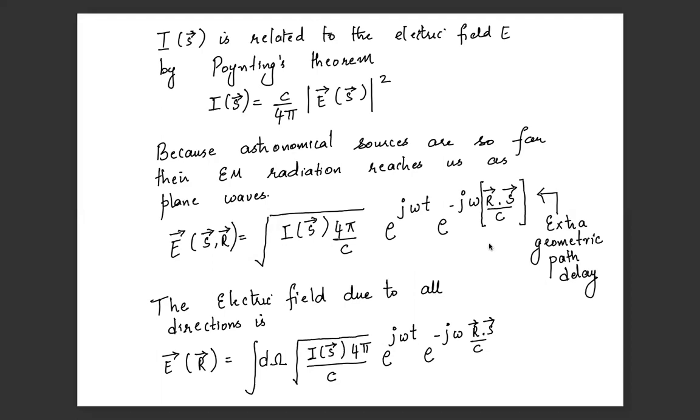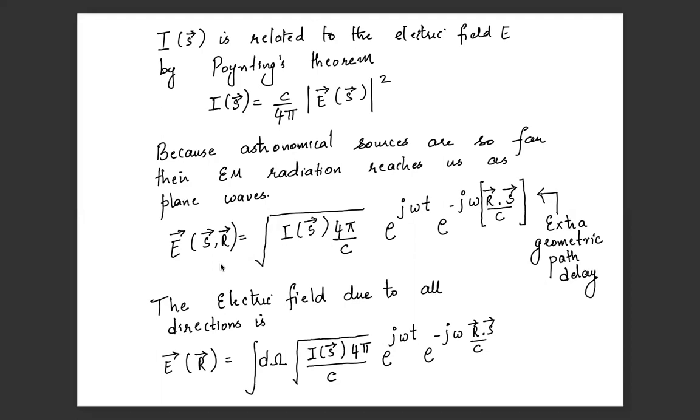And of course, I now need to write the extra geometric path delay, which we've been talking about in the last two lectures. If you remember, there was a trigonometric term there, sine of theta, where theta was the zenith angle. Now, all of that can be written in a vector format as r dot s by c. So that's the extra geometric path delay which you get at position r on the ground. Okay, so that's the electric field on the ground, and that is what we would be measuring if there was one source on the sky.